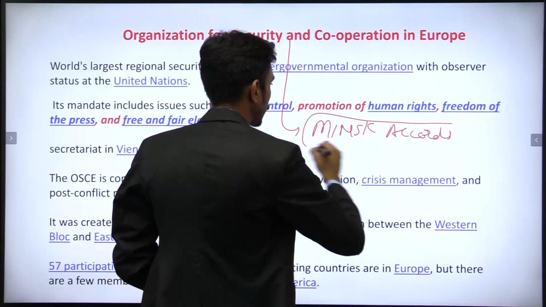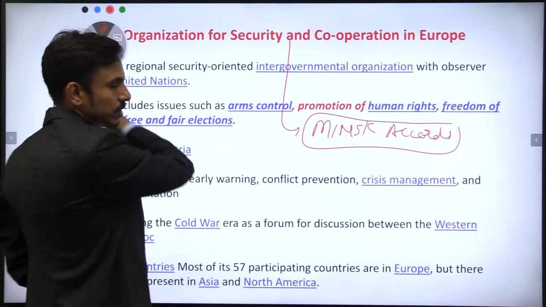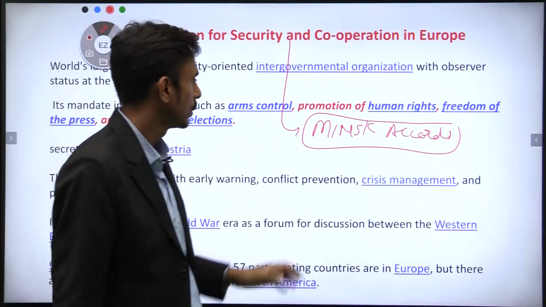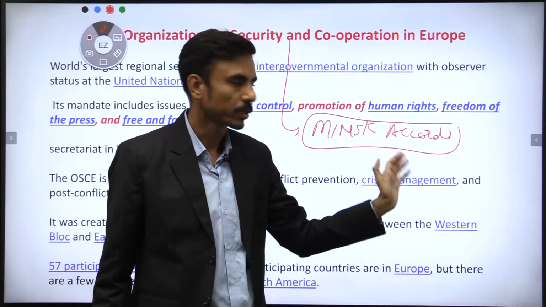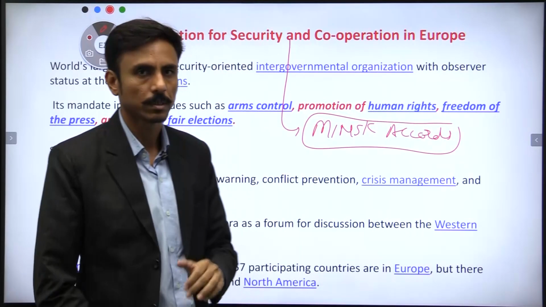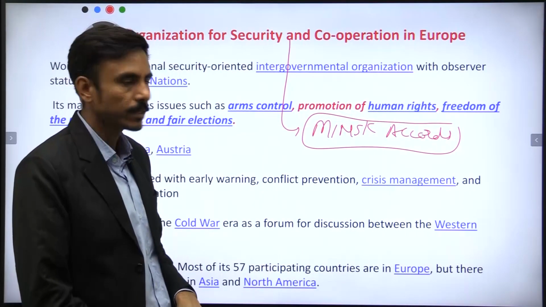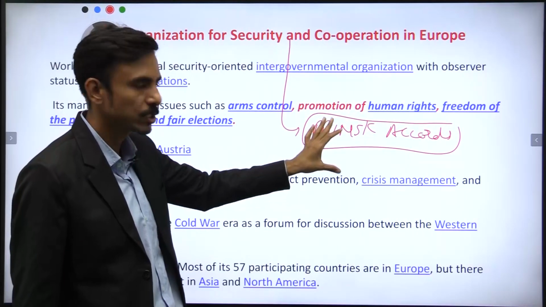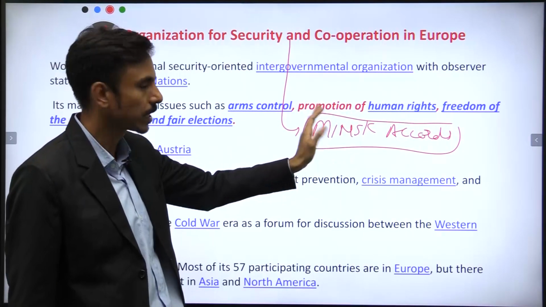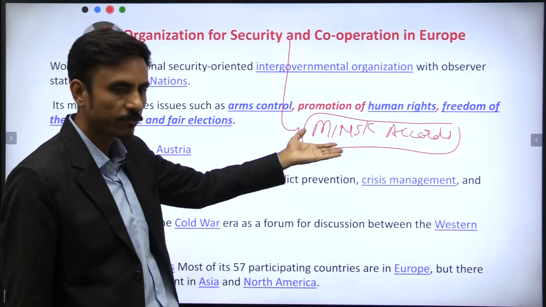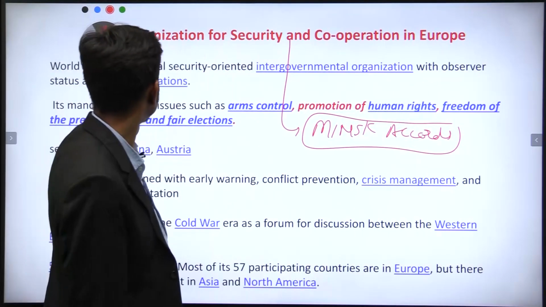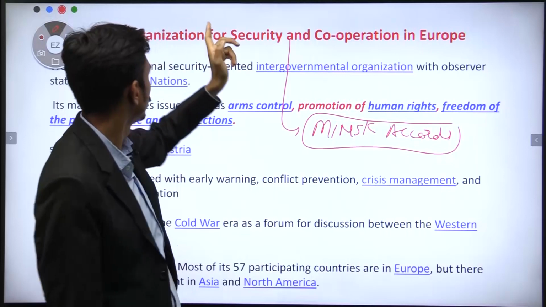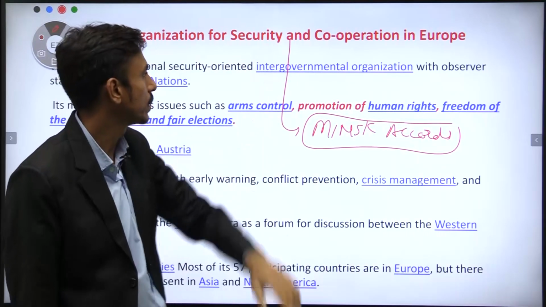We learned in detail about the Minsk Accords, which was a tripartite agreement between Russia, Ukraine and the other countries, right? Where we learned that there would be no exchange of the heavy weapons between Russia and Ukraine, and although it failed, it was also being mediated by the OSCE, right? Organization for Security and Cooperation in Europe.